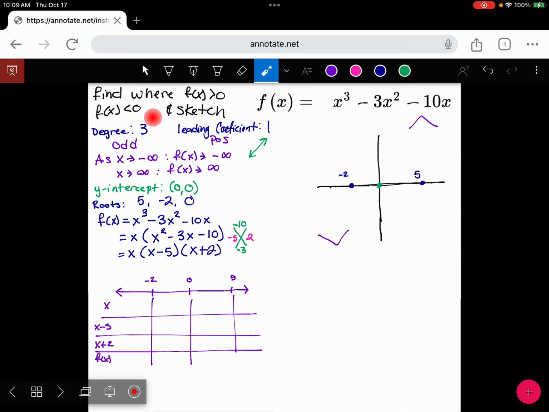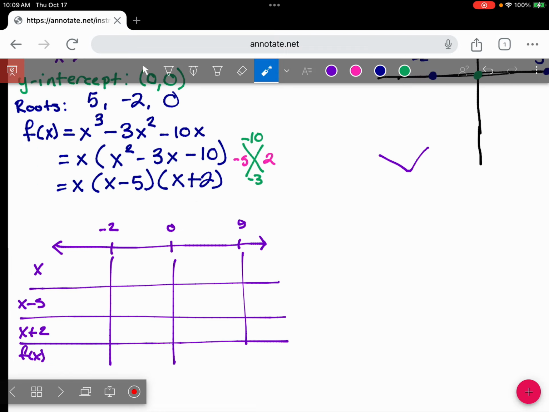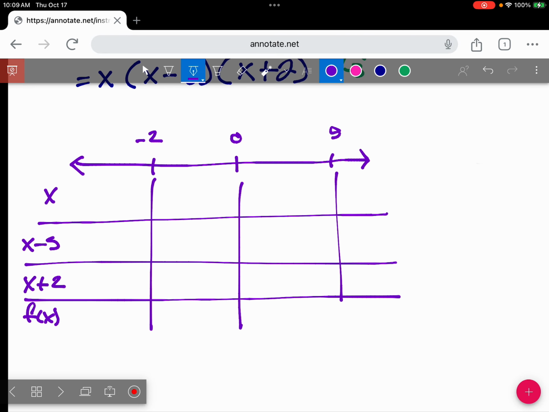So these are the exact instructions that are in the textbook, to find where f of x is greater than 0, f of x is less than 0, and a sketch. So the positivity table is how we see where it is above and below 0. So we take our roots down here, trying to make it so it's not super tiny. And we're going to see what happens in each of these intervals outside of our roots, because we know it's going to hit 0 at those roots.